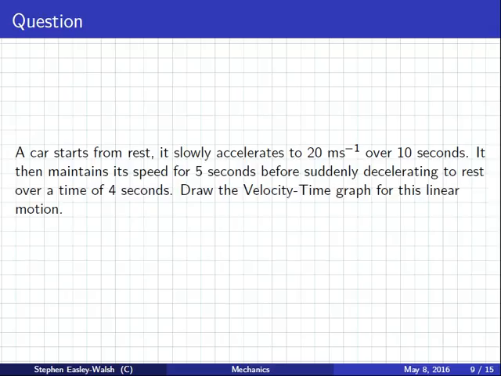Connell is C-O-N... C-O-N-N-E-L-L... at... D-I-F-C... Dublin. D-U-B-L-I-N, one word, dot IE. Yep.